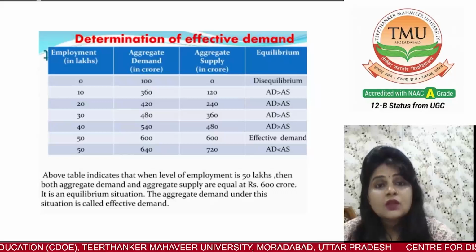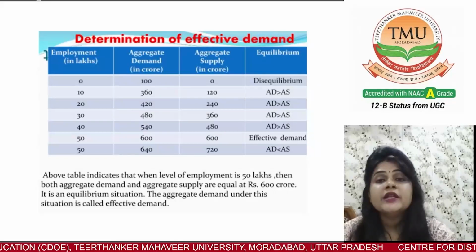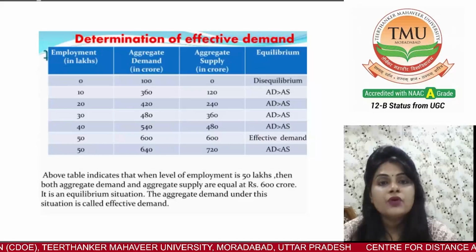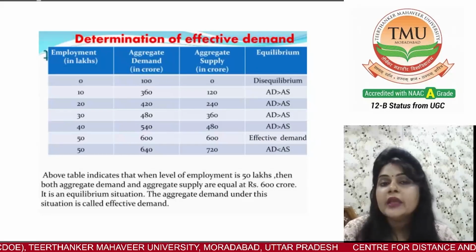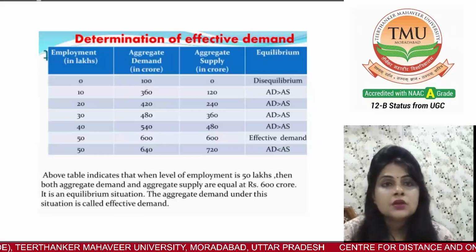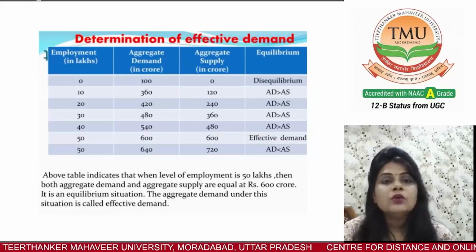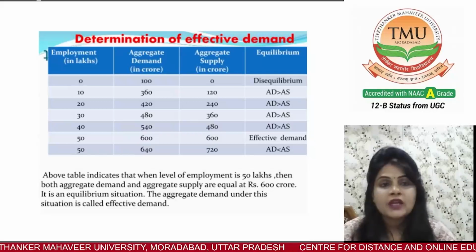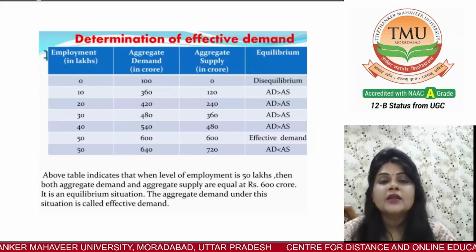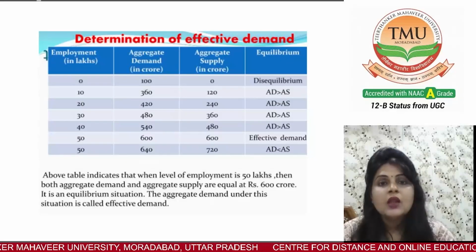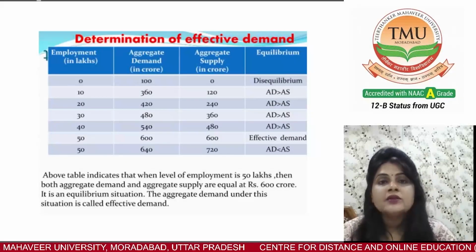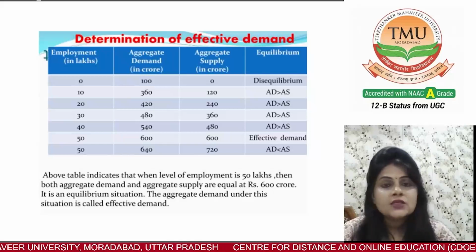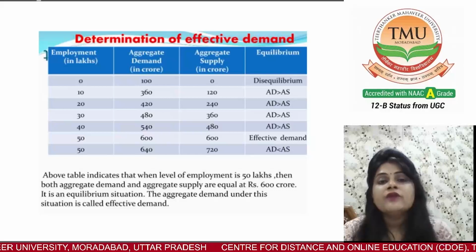when the proceeds necessary amount to only 120 crore, 240 crore, 360 crore and 480 crore. They will provide increased employment to 20 lakh, 30 lakh workers respectively. But when the proceeds necessary and the proceeds expected are equal at 600 crore, the level of employment rises to 50 lakh. That is the point of effective demand.